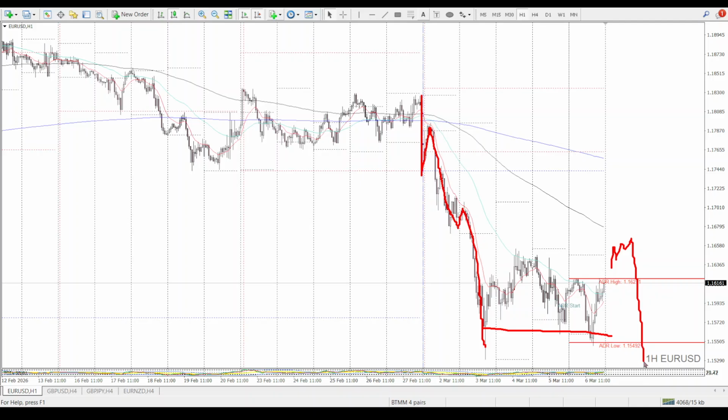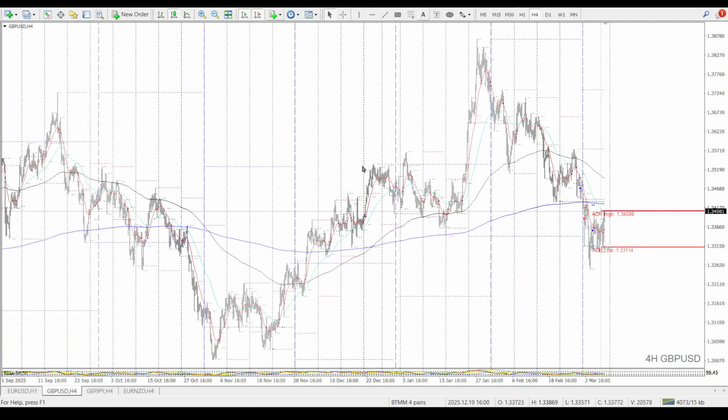So these are the possibilities for EU. What I'm looking for the next day, on Monday, is for the market to show its hand, so I know in which direction I will be looking.